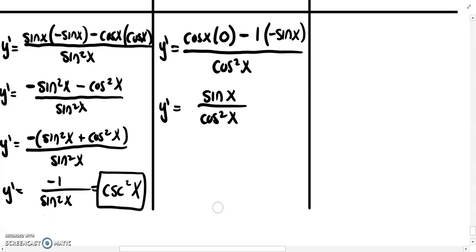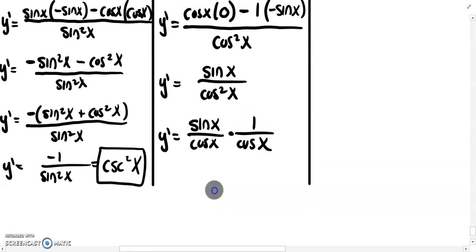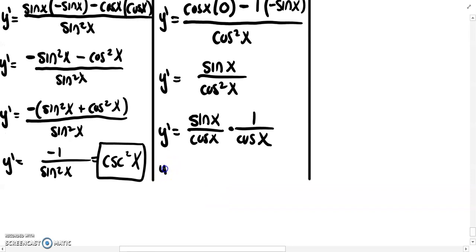Now again, could you say this is your final answer? I guess you could, but I think we can make this simpler because there are some other trig identities that are going to help us with this. I'm going to split that cosine squared in the denominator into 2 separate pieces. So the first one's going to be sine of x over cosine of x, and now I'm going to multiply by 1 over cosine of x. And the reason I've done this is now I can turn the sine x over cosine x back into tangent, and then the 1 over cosine becomes secant.